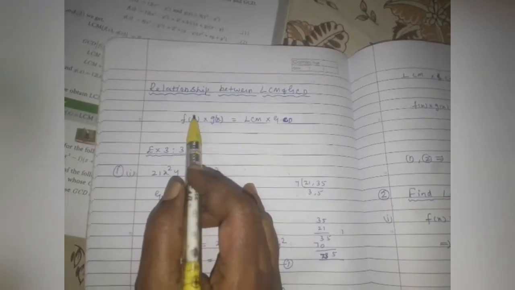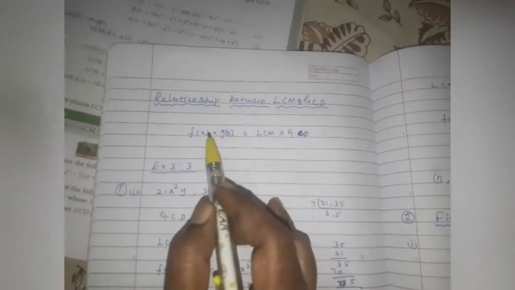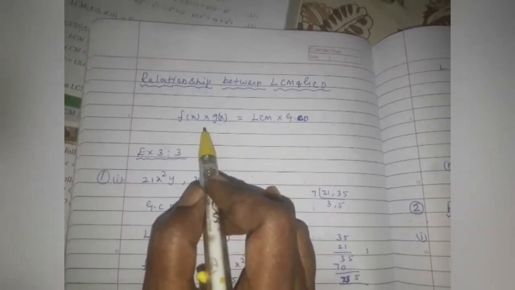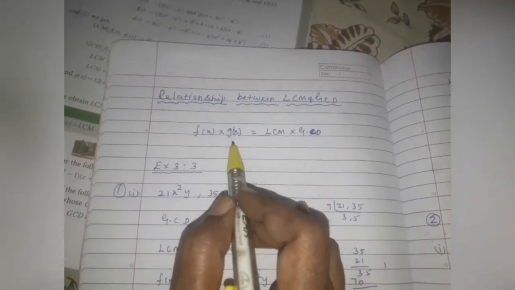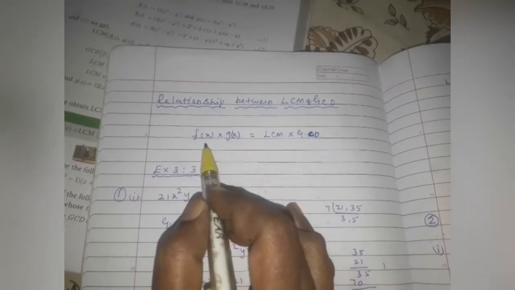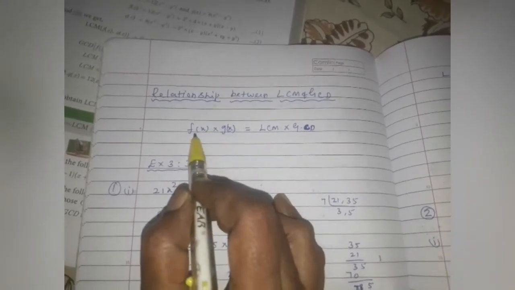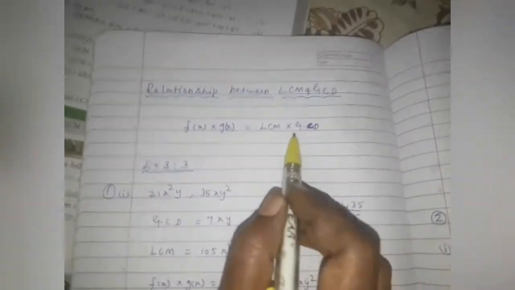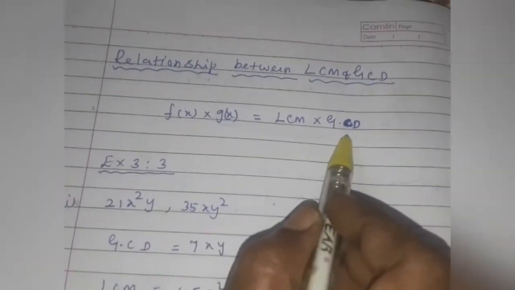Today we are going to see the relationship between LCM and GCD. If you find the LCM and GCD of two polynomials, then a relationship exists: f(x) into g(x), that is, the product of the polynomials, is equal to the product of their LCM and GCD.